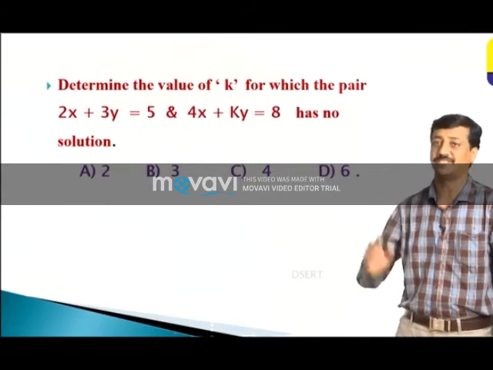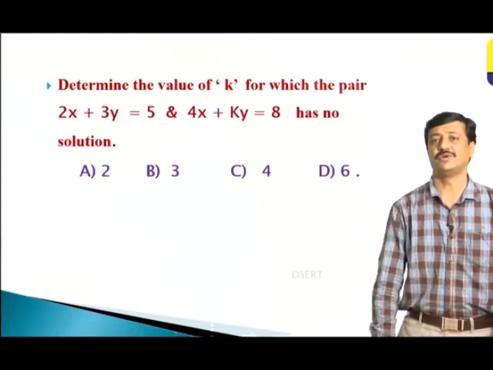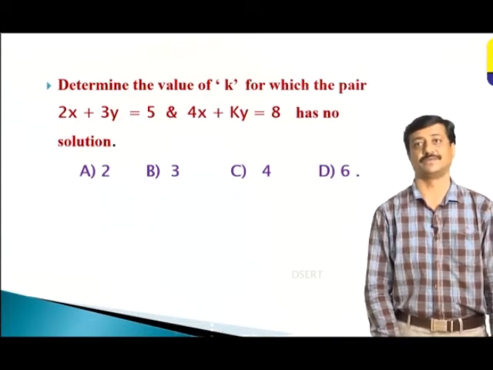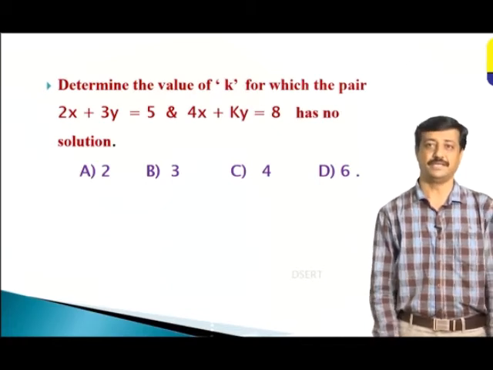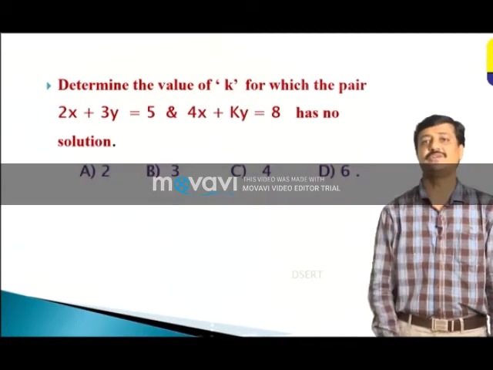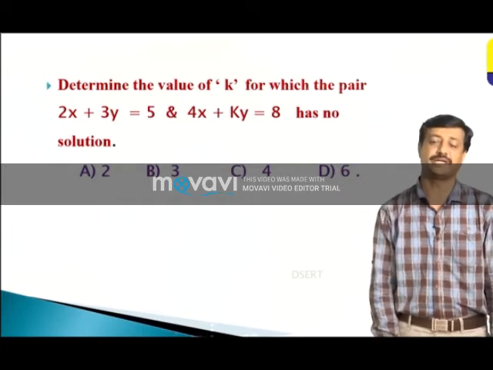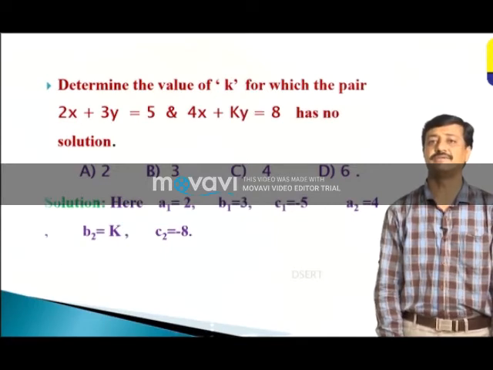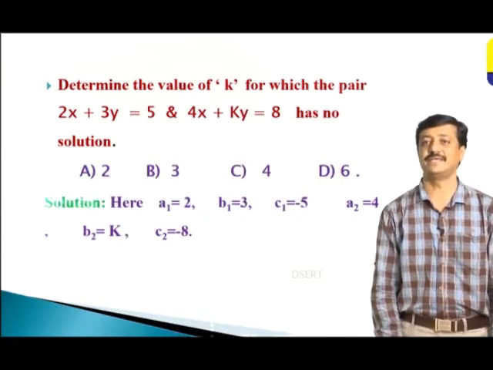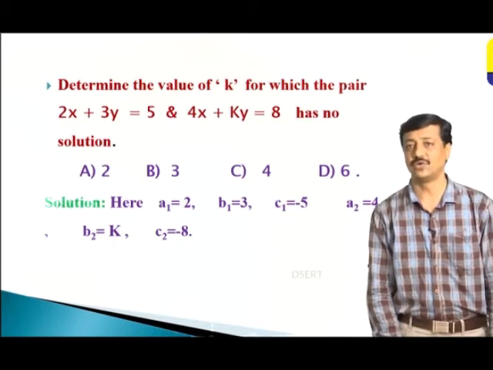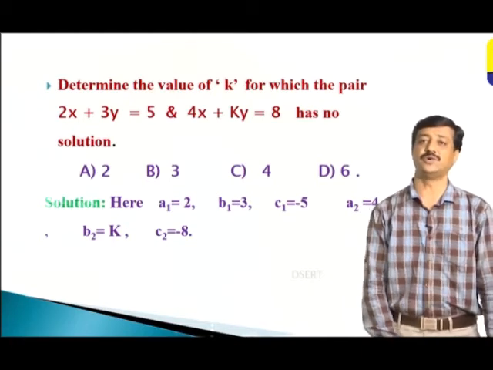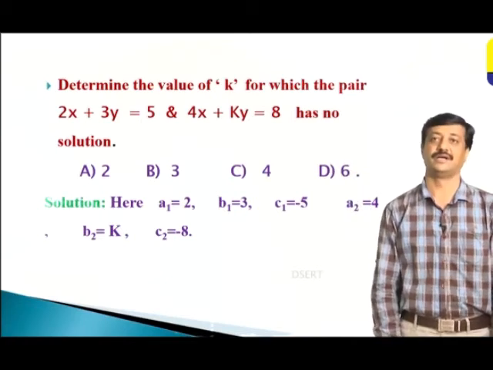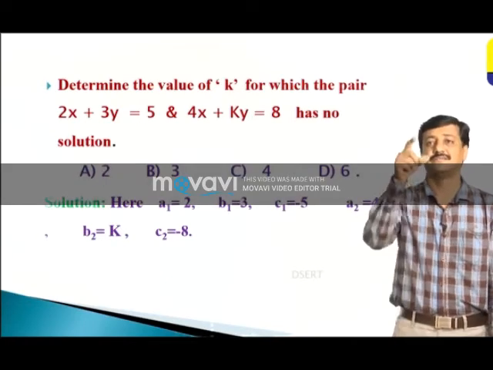It is a kind of multiple choice question, but we will follow a different type of method to find the solution. In this example, as usual, we have to compare the given pair with the standard form. After comparison, we will get the values of a1 as 2, b1 as 3 and c1 as minus 5, a2 is 4, b2 is k and c2 is minus 8. After getting these 6 values, let us see.